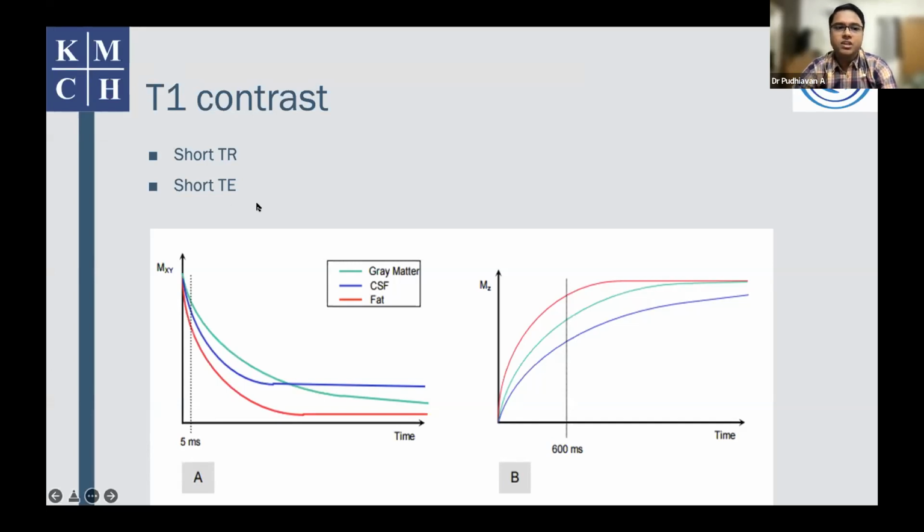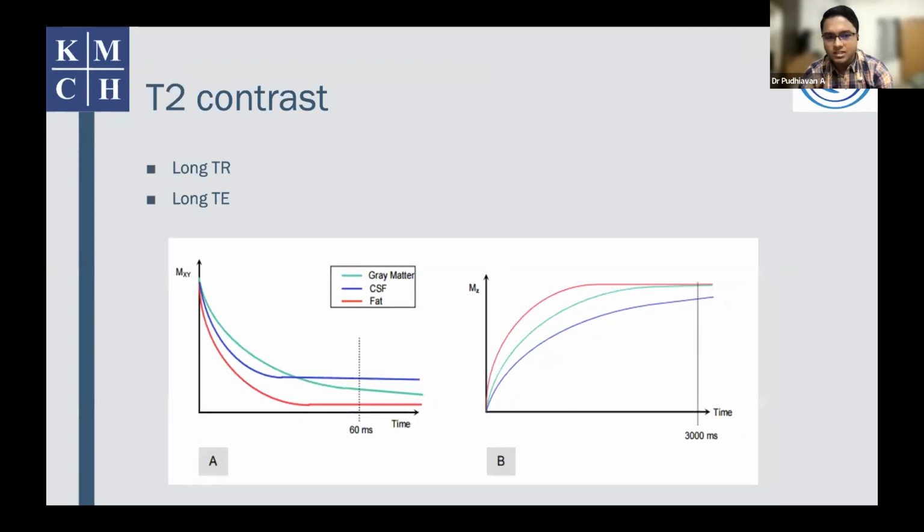So here, when we use a short TR and a short TE, there is hardly any difference in the T2 relaxation curves, but there is a great difference in the T1 relaxation curves of different tissues. This results in a heavily T1 weighted image. When we say that an image is T1 weighted, it just means that the T1 contrast is predominant in that particular image, which means that the image has the characteristics of a T1 relaxation curve more than a T2 relaxation curve.